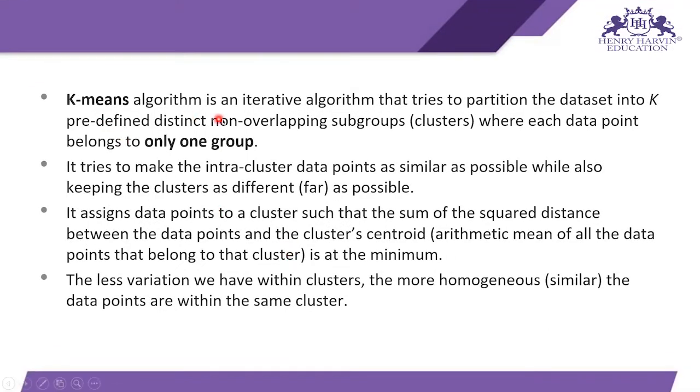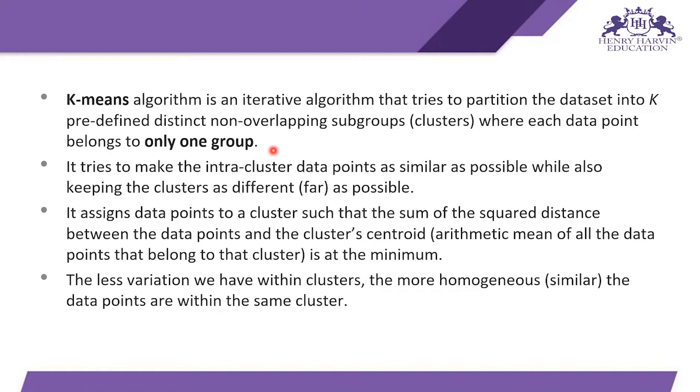The K-means algorithm is an iterative algorithm that tries to partition the dataset into k predefined distinct non-overlapping subgroups (clusters), where each data point belongs to only one group. Here the K-means algorithm is iterative: it runs a loop n number of times and tries to partition the data into k predefined distinct subgroups, where every data point is considered part of a single group. So that's what clustering is.